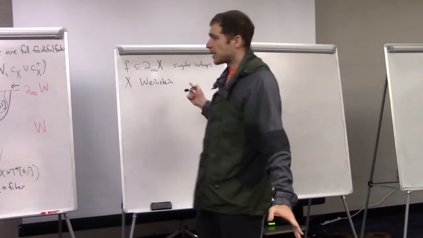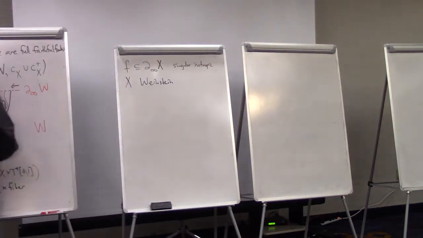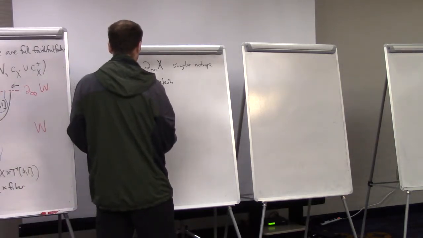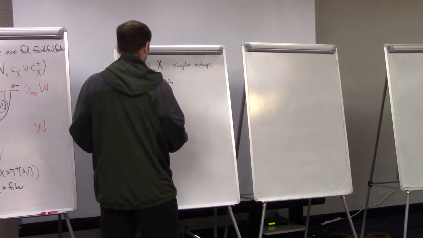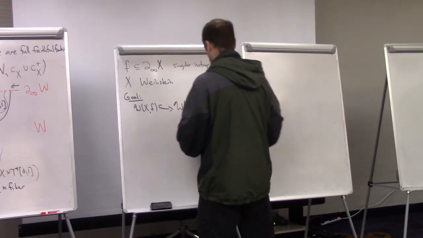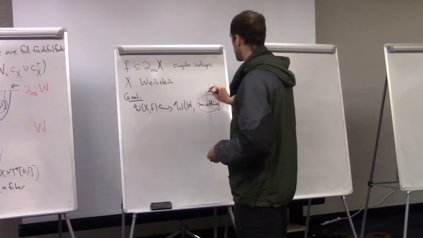Okay, so the first thing to say is what is the new stop? So somehow the stop that we use here has to take into account F if we want to get a fully faithful embedding of W(X, F) into something. The goal is to get a fully faithful embedding of W(X, F) into W stopped at something. Okay, so the first question is what is this?